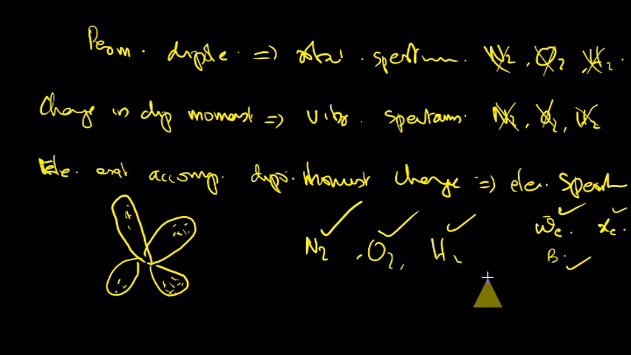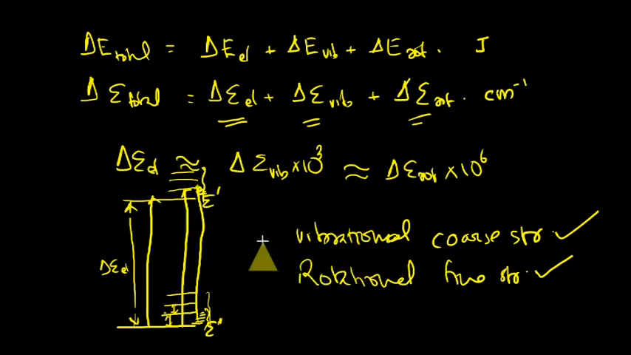So these are the introductory things that you have to understand about electronic spectroscopy. In the next class, we will learn about the vibrational coarse structure. We already discussed the vibrational coarse structure in the previous slide. After that, we will talk about the rotational fine structure. After completely dealing with the coarse structure, we will go for the rotational fine structure. So, let us concentrate on the vibrational coarse structure in the next class.